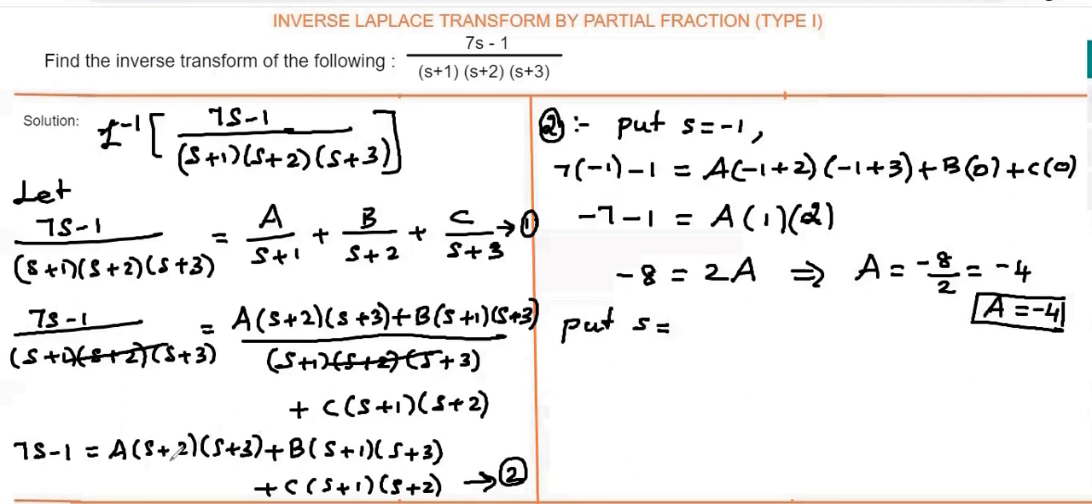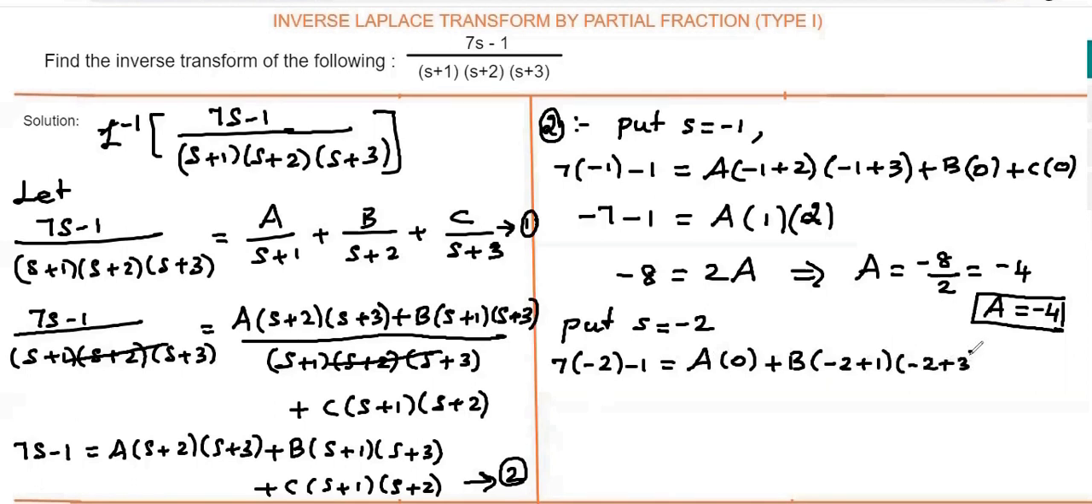See here, if we apply s equals negative 2, a will get cancelled and c also will get cancelled, as it is having s plus 2 with it. Now we will be finding the value of b. So I'm going to apply negative 2. What happens to the left hand side? 7 times negative 2 minus 1 equals a will be 0, plus what happens to my b? b will have negative 2 plus 1, negative 2 plus 3, and plus c will be 0.